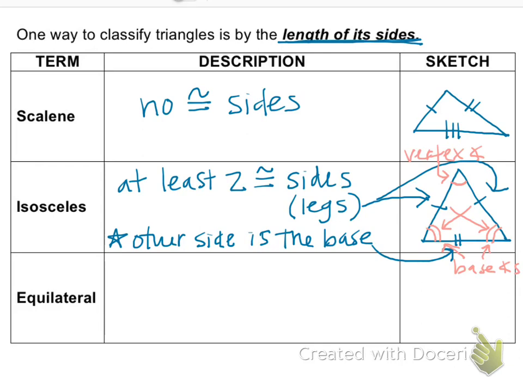Okay, the third type of way we can classify a triangle by its sides is an equilateral triangle. An equilateral triangle is where you've got 3 congruent sides. So remember, isosceles has at least 2 congruent sides, therefore an equilateral triangle is also isosceles. And the way that we would show that is we would just sketch a triangle, but to make sure that we know it's equilateral, we would have to show that all 3 sides have the same length.